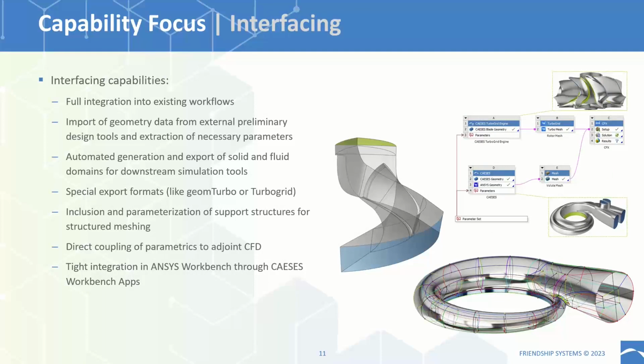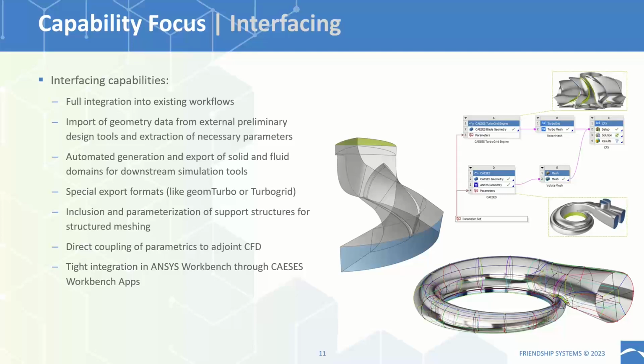And finally, interfacing, of course, is important. So you have the possibility to fully integrate CAESES into existing workflows. It's scriptable, it runs in batch mode, so you can include it also in third-party workflows. You can also couple it to external preliminary design tools, import the output from these tools and extract parameters and so on. You can create in an automated way the necessary pre-processing steps for mesh generation, so you can export fluid domains, solid domains. You can export proprietary export formats like GeoMTurbo or TurboGrid for Cadence or ANSYS mesh generation tools.